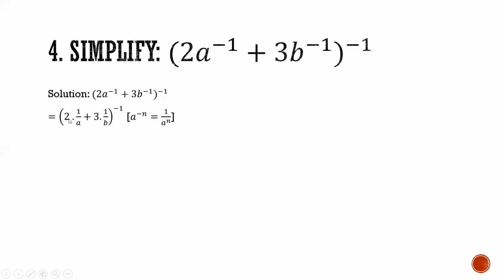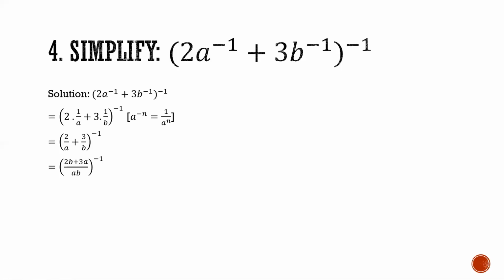So now multiplying 2 into 1 by a, we get 2 by a, and multiplying 3 with 1 by b, we have 3 by b. So our next line will be 2 by a plus 3 by b, and the power -1 will be kept unchanged. So we will have 2 by a plus 3 by b whole to the power -1. Now we have to do the LCM of a and b, that is ab. Then ab divided by a, times 2, is 2b, and ab divided by b, times 3, is 3a.